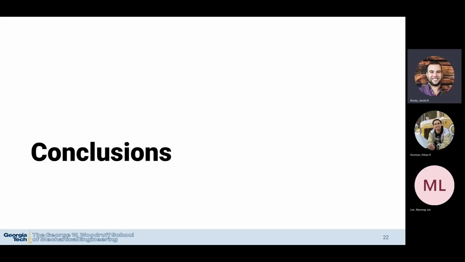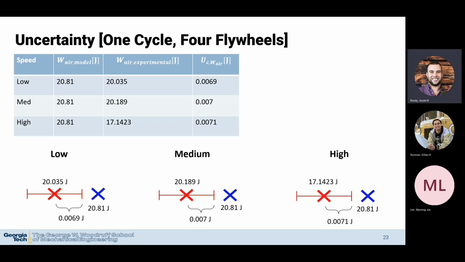Last but not least, I will be going over our conclusions for the past 2 weeks and the steps we will be taking next week to determine whether or not these conclusions are justified. To begin, the uncertainty was calculated for the work due to air for an entire cycle. This was calculated for both the model and the experimental calculations, and these uncertainties were calculated for the runs in which we had 4 flywheels on the engine. At the bottom, you can see graphical depictions of the uncertainties and the experimental and model values of the work due to air. The X's in red are the experimental values with their uncertainty bounds.